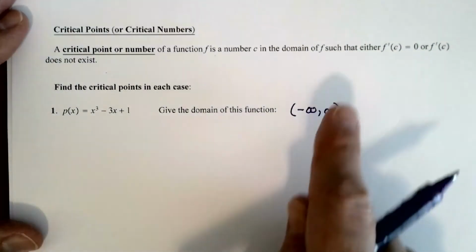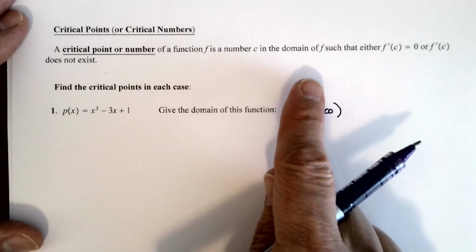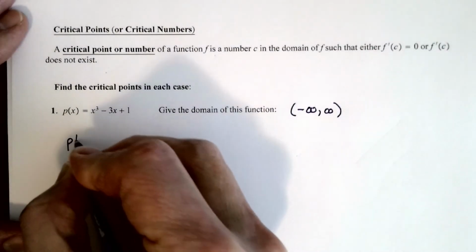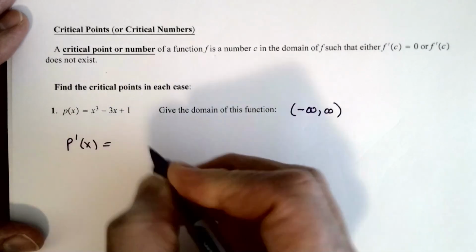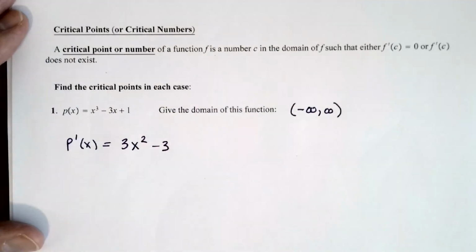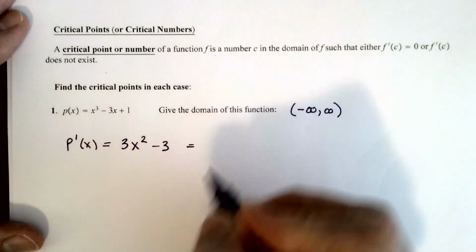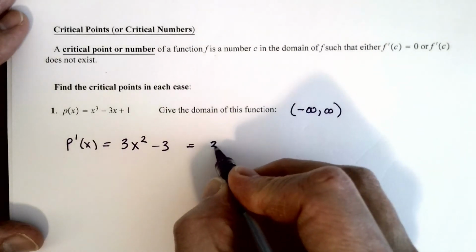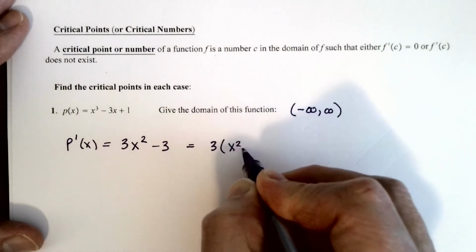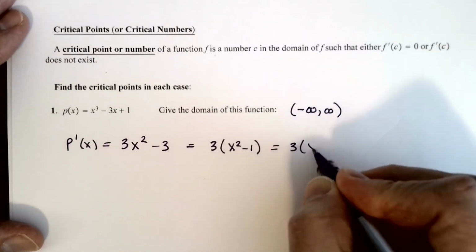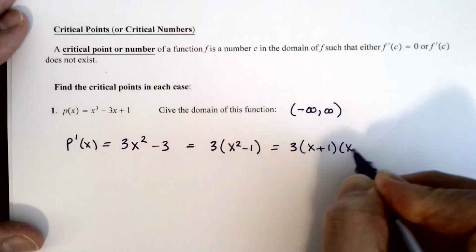What do we need to do to find critical points or critical numbers? We need to find the derivative. So what is the derivative of this function? Well, that's pretty easy. By the power rule, we get that. And now I'm going to be looking for when this is 0 or undefined. I like to go ahead and factor this expression. Then notice I have a difference of squares there, so I can completely factor this way.